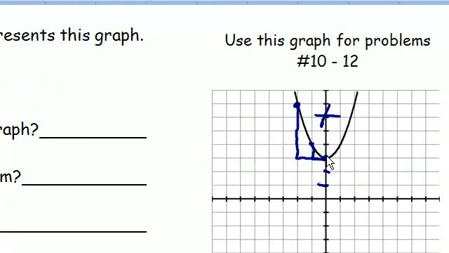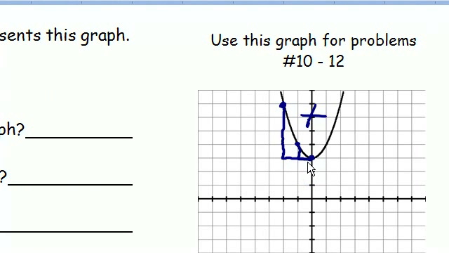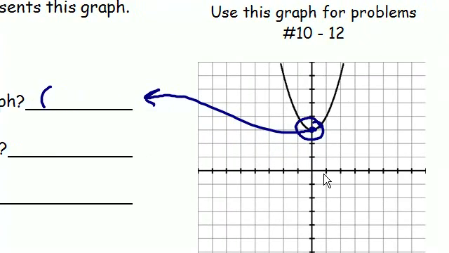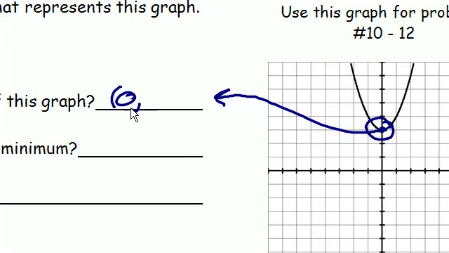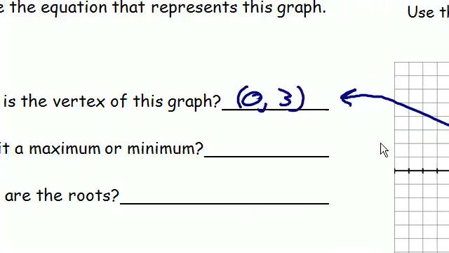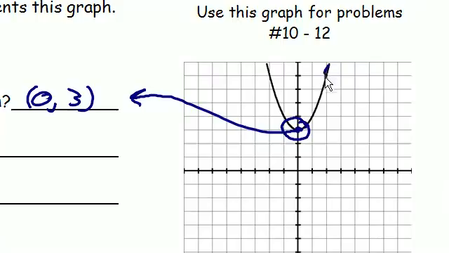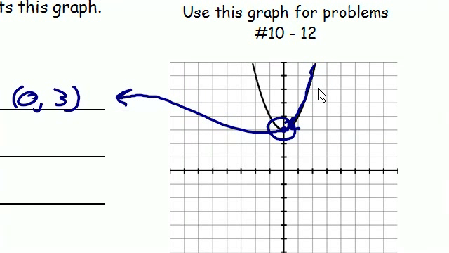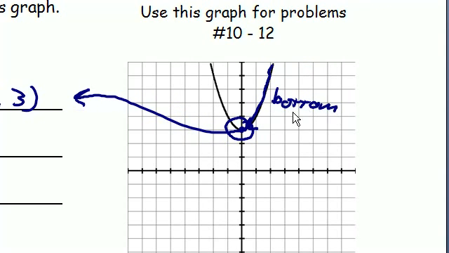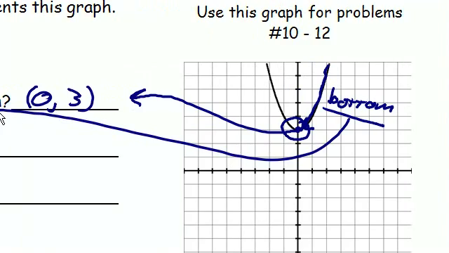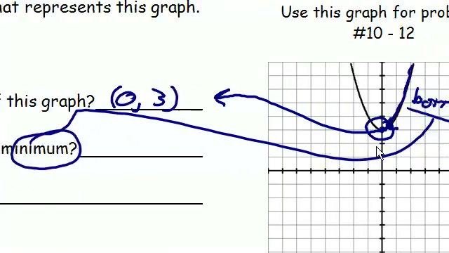What is the vertex of the graph? Well, let's use some of that vocab. The vertex is right here. It's either the minimum or the maximum. We always write it as an ordered pair. So the vertex is 0, 3. Is it a maximum or a minimum? Well, if we travel along the parabola, will we reach the bottom of it or the top of it? We'll reach the bottom of it. And if we reach the bottom of something, well, that's the minimum of something. So it's a minimum.